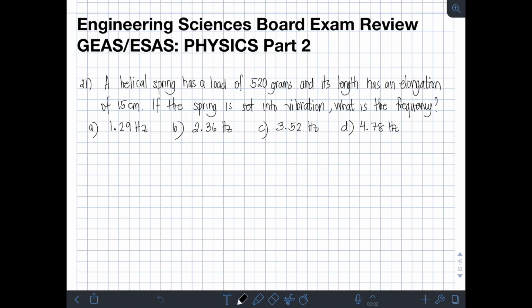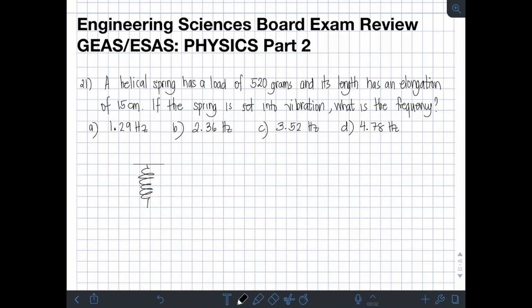A helical spring has a load of 520 grams and its length has an elongation of 15 cm. If the spring is set into vibration, what is the frequency? Okay, so vibration of a spring. So let's say meron daw tayong helical spring.